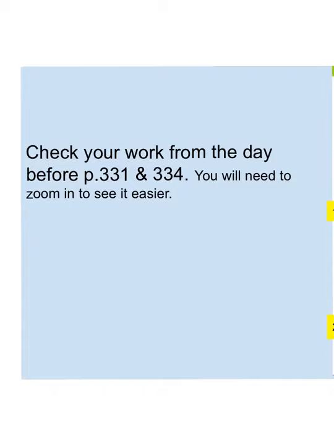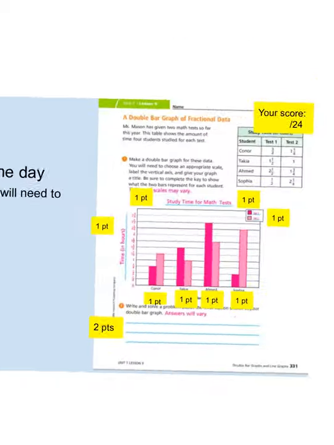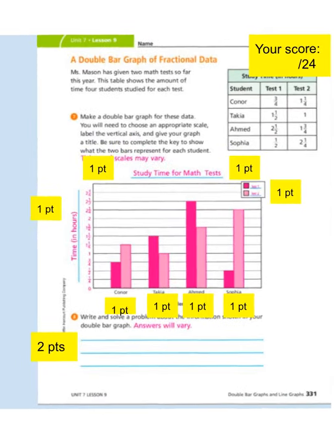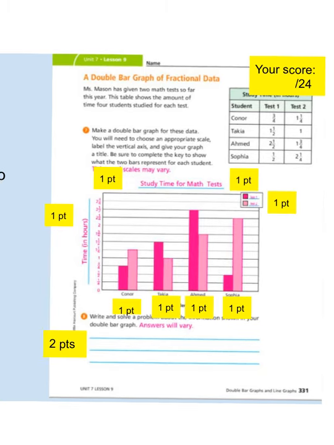We're going to check our work from last Thursday, which is pages 331 and 334. I will zoom in on these pages so you can see them. You'll need to pause this video. The points are in the yellow and your score is out of 24 for both pages.